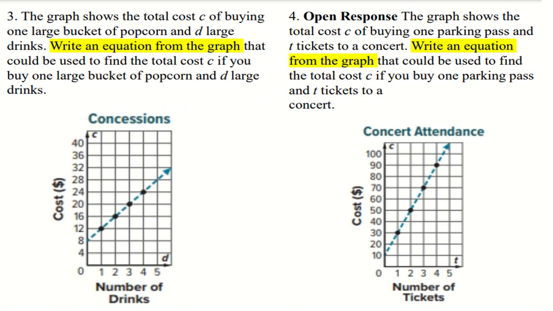Now next is, the graph shows the total cost C of buying one large bucket of popcorn and D large drinks. So popcorn is fixed, that is 1. Okay. Write an equation from the graph that could be used to find the total cost C if you buy one large bucket of popcorn. Okay. Now, my dear students, see here they have drawn the dotted line here. When you will go to the bigger classes, then you will see there is a specific meaning of the dotted line. Okay. But here I am taking it as a proper line. So, let's check the points here.